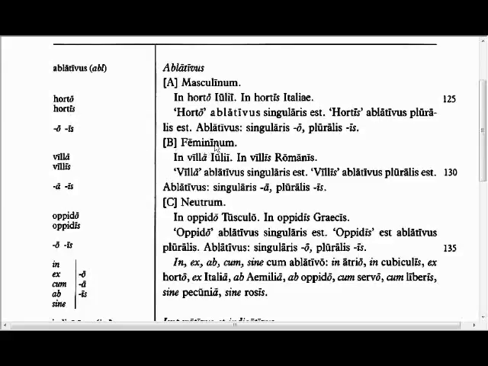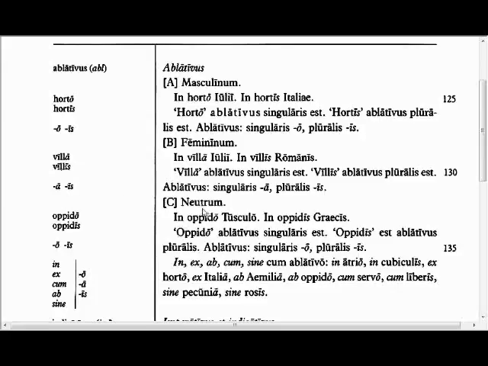The feminine: in villa Julii, in Julius's house. In villis Romanis, in Roman houses. So villa is the feminine ablative singular. Villis is the ablative plural. The ablative singular ending is a. The ablative plural is is, as we see over here in the margin.